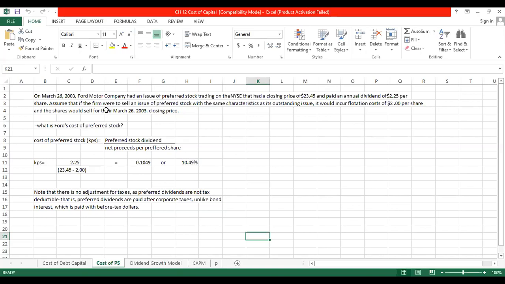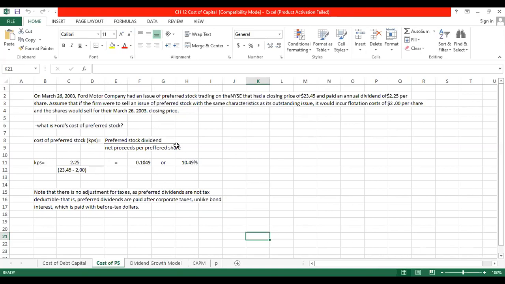Okay, on March 26, Ford Motor Company issued a preferred stock trading on the New York Stock Exchange. This is the closing price, 23.45, and the annual dividend is 2.25 per share. This is the flotation cost. Flotation cost is $2. So what is the cost of preferred stock in here?